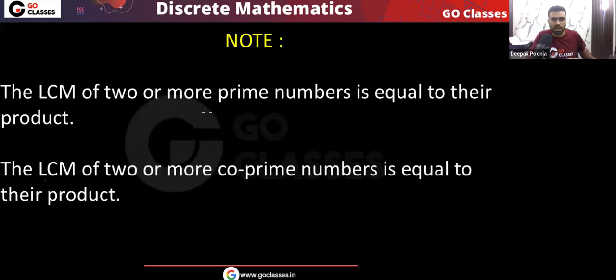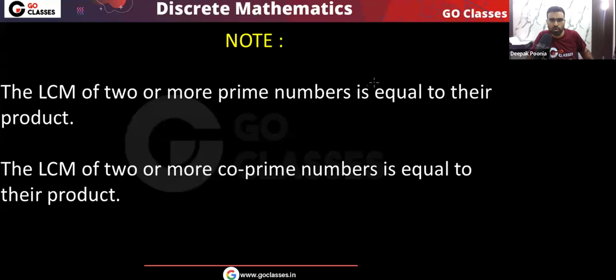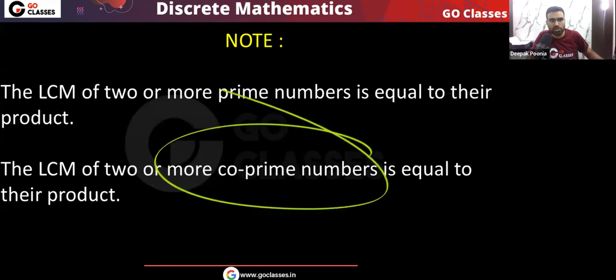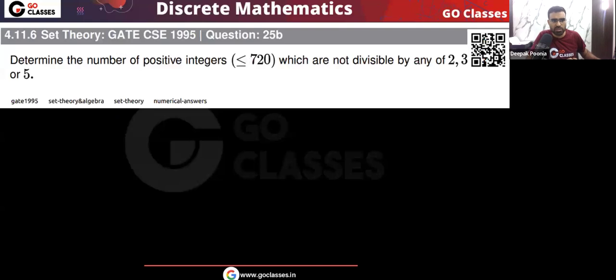Very simple. Also, I told you that for two or more prime numbers, finding the LCM is very simple. You just have to multiply the numbers. Similarly, if you have two or more co-prime numbers, then finding LCM is very simple. You just have to multiply the numbers. So these two results tell you that finding the LCM of two or more prime numbers is very simple, we just have to multiply them. And finding the LCM of two or more co-prime numbers is also very simple, we just have to multiply them. So now let's solve this question.